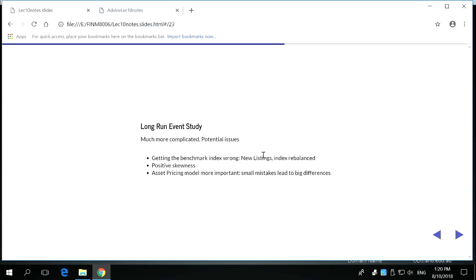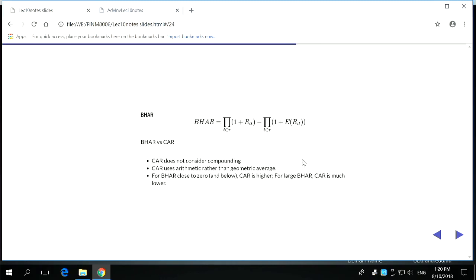Okay, so benchmark selecting becomes really important. The asset pricing model becomes really important in the long run study. In the short run, we use the sum of the abnormal returns to calculate cumulative abnormal return, right? In the long run, because we know over time return has this cumulative effect, right? So adding them up is no longer actually correct.